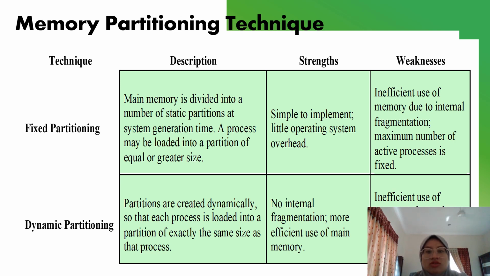There are a few strengths and weaknesses in fixed and dynamic partitioning. Fixed partitioning is simpler to implement than dynamic partitioning because the operating system has little overhead. In dynamic partitioning, there is no internal fragmentation. It is a more efficient use of main memory compared to fixed partitioning. The weakness of fixed partitioning is inefficient use of memory due to internal fragmentation. The maximum number of active processes is fixed in fixed partitioning.